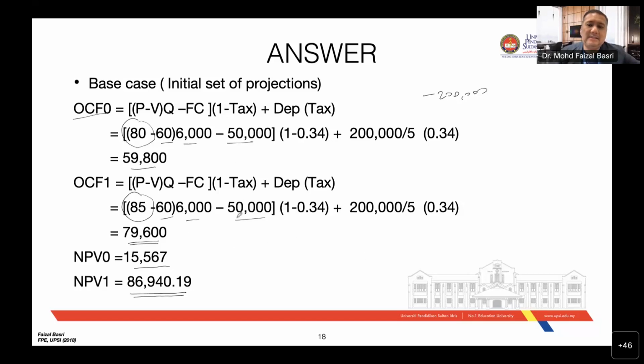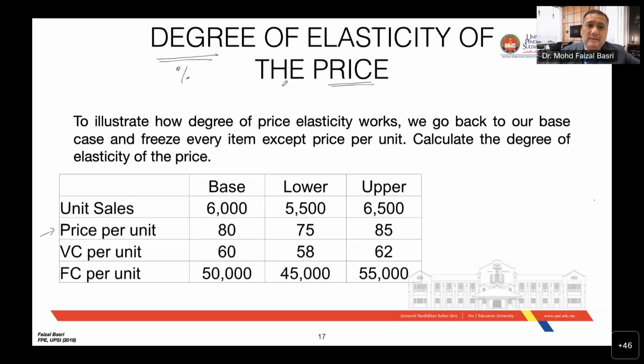Okay, and since this is elasticity of price, and this is the degree. So earlier when we did sensitivity, we just took, for example, NPV 1 minus NPV 0, and this is based on sensitivity. But when we do degree of elasticity, we're going to extend the calculation, and we're going to divide by the original net present value. The original net present value. This is what we call as changes.